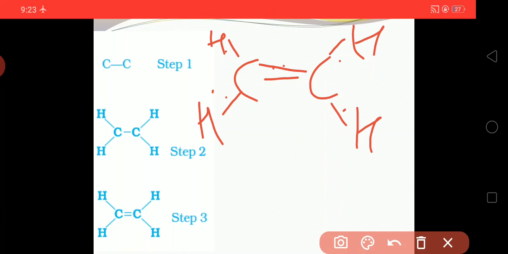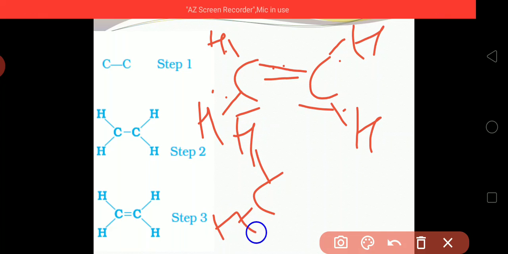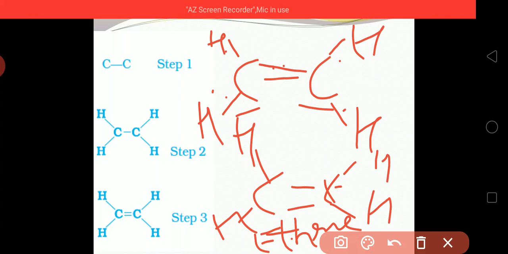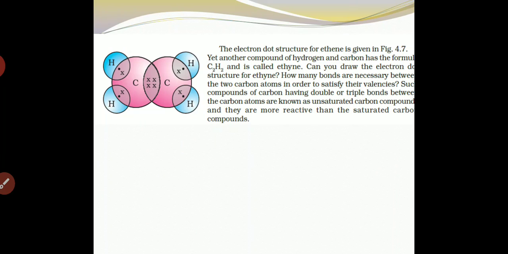So it will be how much? Both the valencies of carbon will be set and the structure will be formed, which we call ethene. Okay, in which you can see that a double bond is present. So such compounds are said to be unsaturated compounds. Unsaturated compound. As you can see, the electron dot structure of ethene is given in the figure.